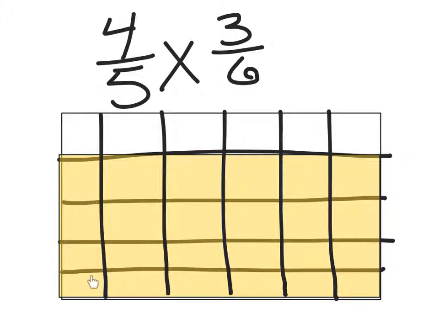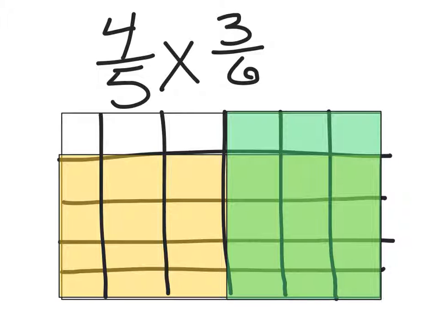That gives me 1, 2, 3, 4, 5, and 6, right? So now I get 3 out of those 6. So now I'm going to use a different color and go in the other direction. So I'm going to go 1, 2, 3, and I get these 3. Now, where they overlap, that's the part we get. So we get this section right here, and we can go ahead and count those.